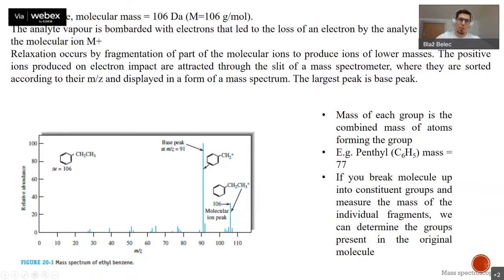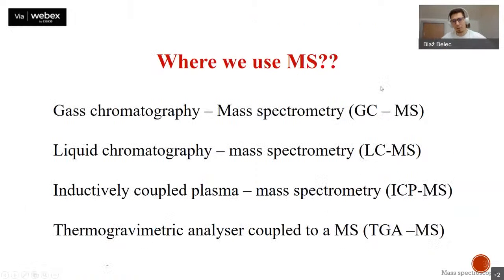and on the basis of those fragments that are formed during the ionization, we can determine our final structure. So mass spectroscopy is usually used in combination, for instance with gas chromatography, liquid chromatography, inductively coupled plasma mass spectrometry, or thermogravimetric analyzers, so TGA-MS analyzers.